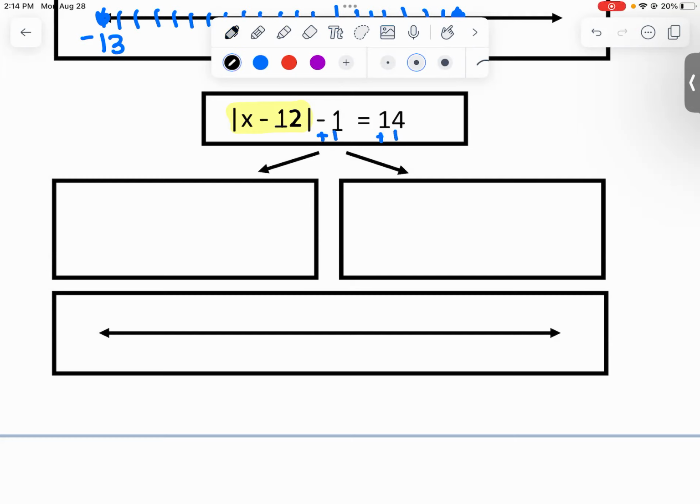So what we have is the absolute value of x minus 12 equals 15. So now we can write x minus 12 equals 15 and x minus 12 equals negative 15. If you're working ahead because you think you know what you're doing, I would really caution you to not.